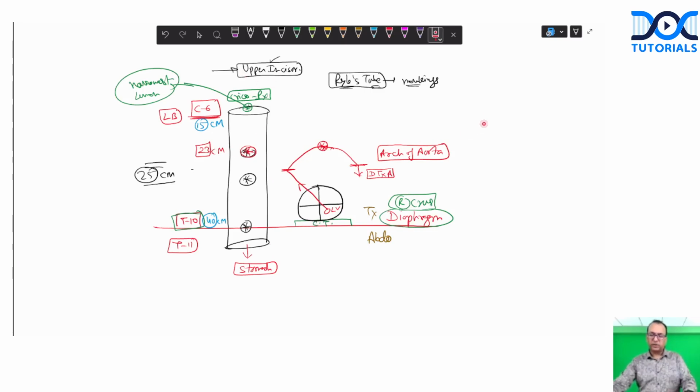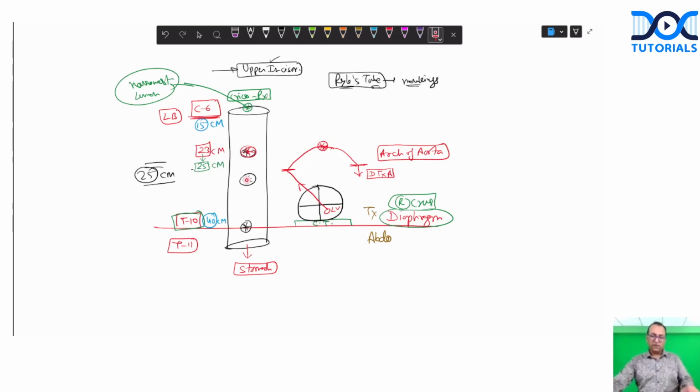I have seen Sebastian surgery telling 25 centimeter. So I have no problem making it 25 also. It is 23 to 25, no problem. So according to Gray's, it is 23. According to Sebastian surgery, it is 25. But no problem, you can say 23 to 25.